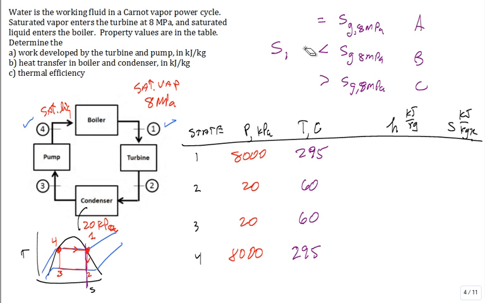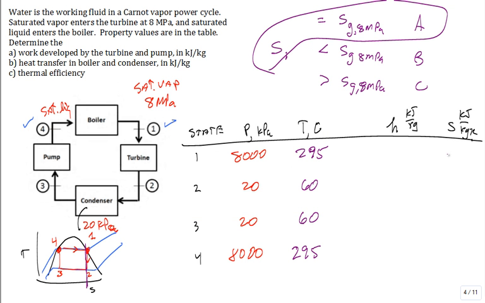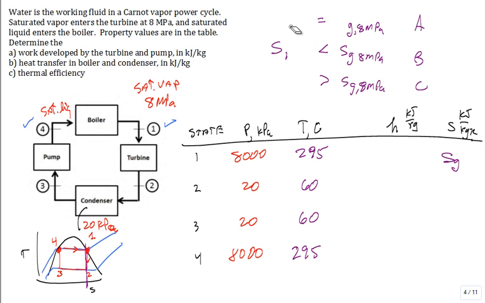All right, we're about there, right? So let's go ahead and stop. And then we show the results. I'm going to get 100%. You think so? So this is SG at 8 MPa. It's the saturated vapor's entropy. All right, now we're going to have a little time. I'm going to shoot for 100%.